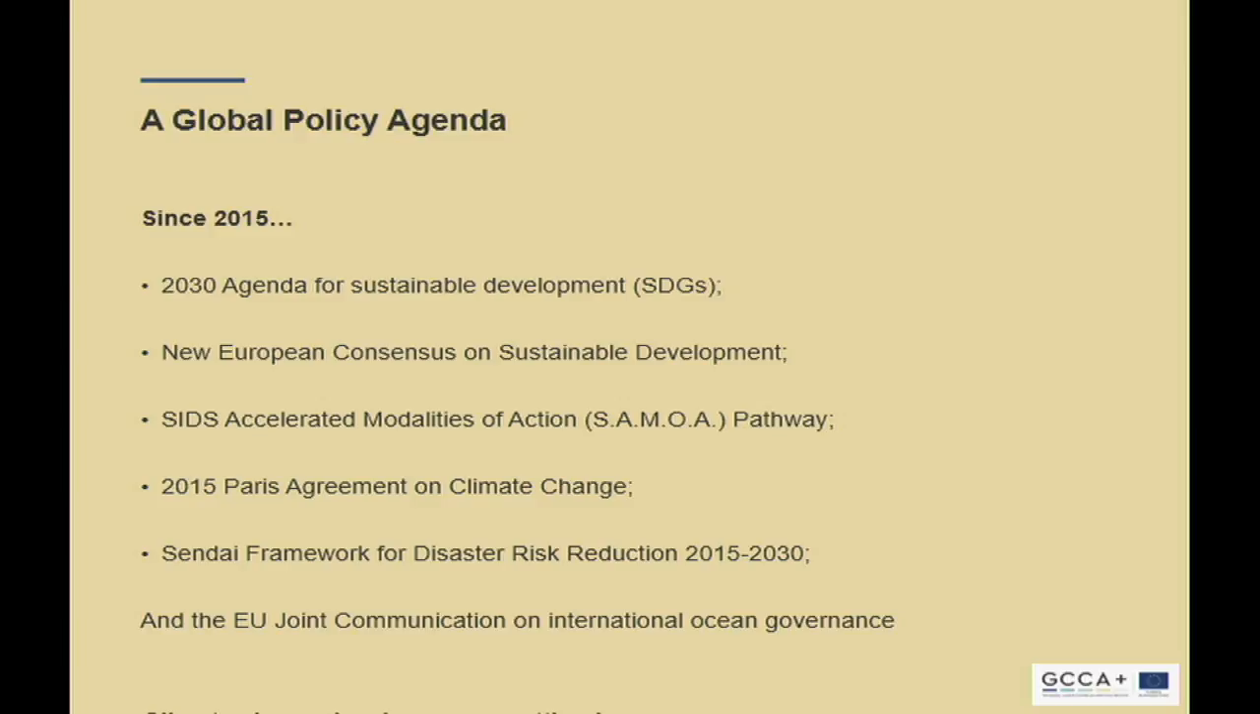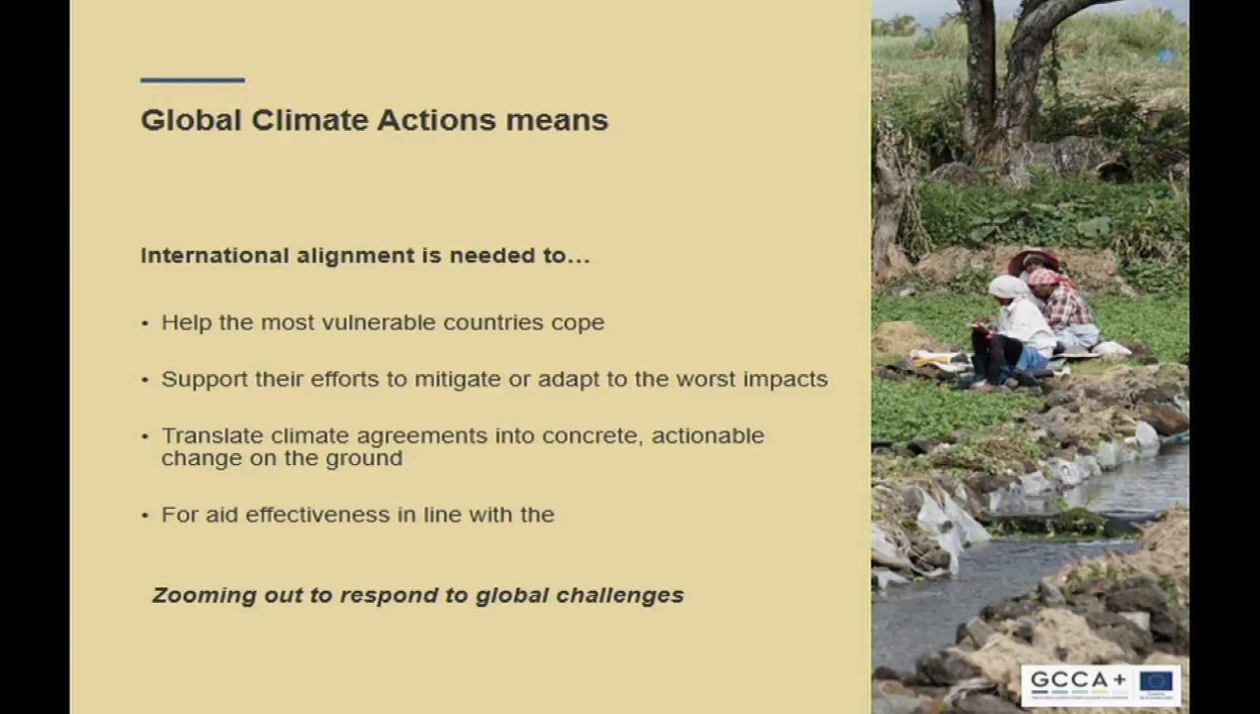We provide a number of instruments in support. Some of them are under the Development Cooperation Instrument, others are the European Development Fund instrument, and we use a number of implementation modalities like loans, grants, joint programming and blending. All this together with you, with the aim of ensuring aid effectiveness.